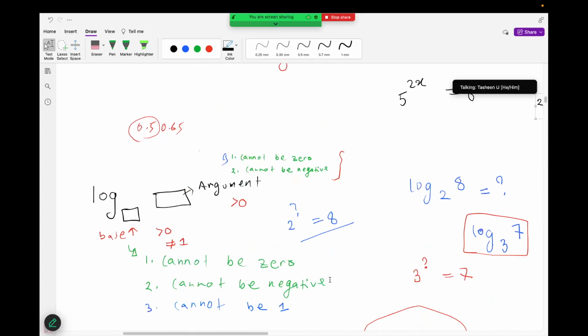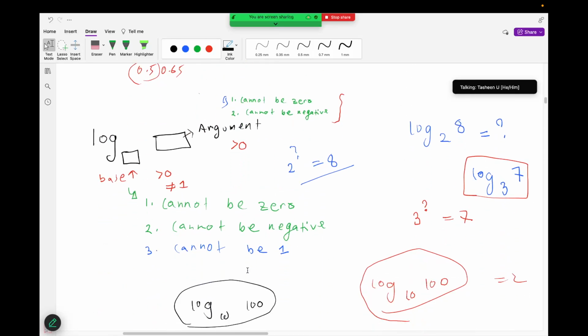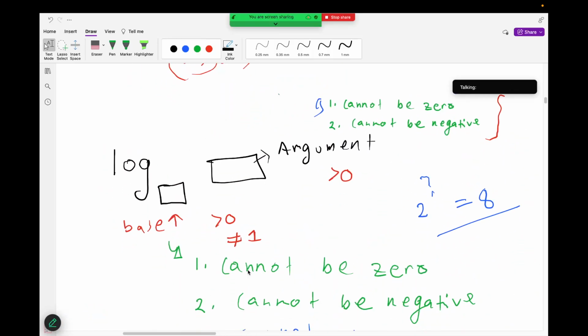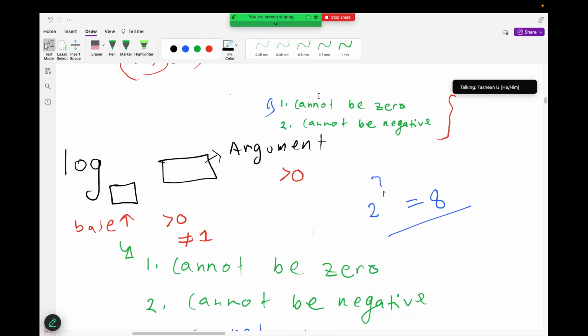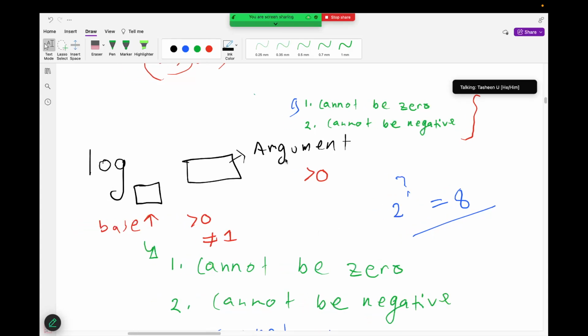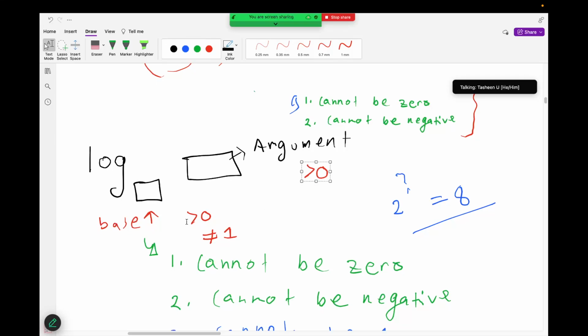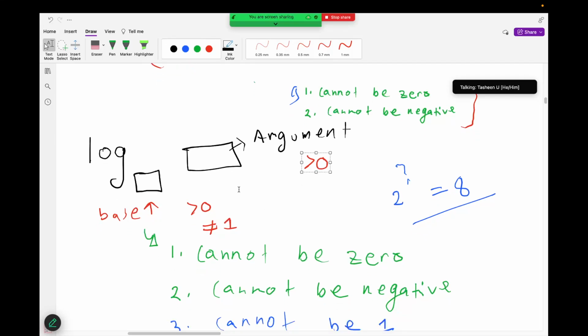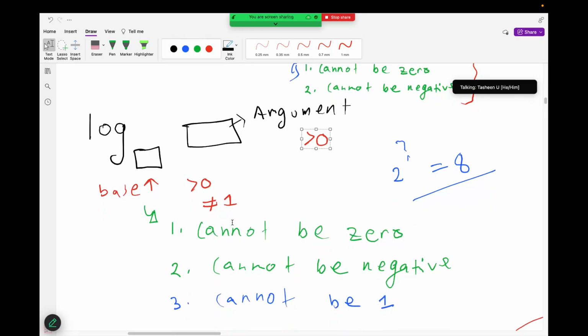Now we have some important rules about logarithms. This is what we call the base, and this is what we call the argument. The argument cannot be equal to 0 and cannot be negative. It should be greater than 0. The base is the same as the argument: it cannot be 0, cannot be negative, but it also cannot be 1.